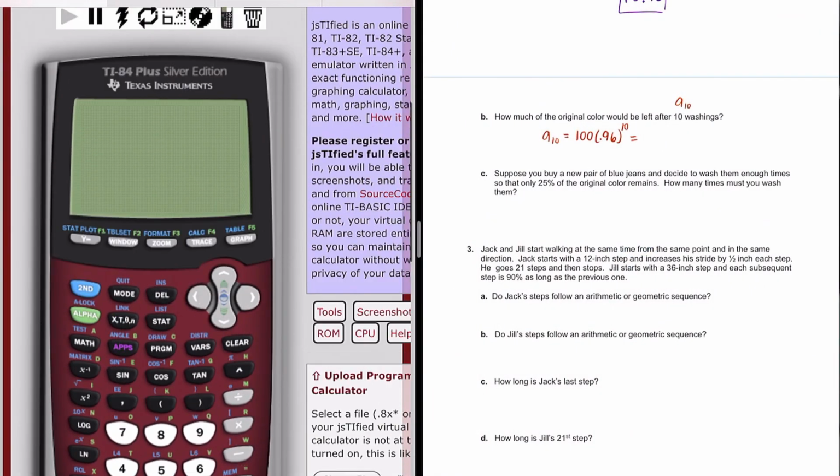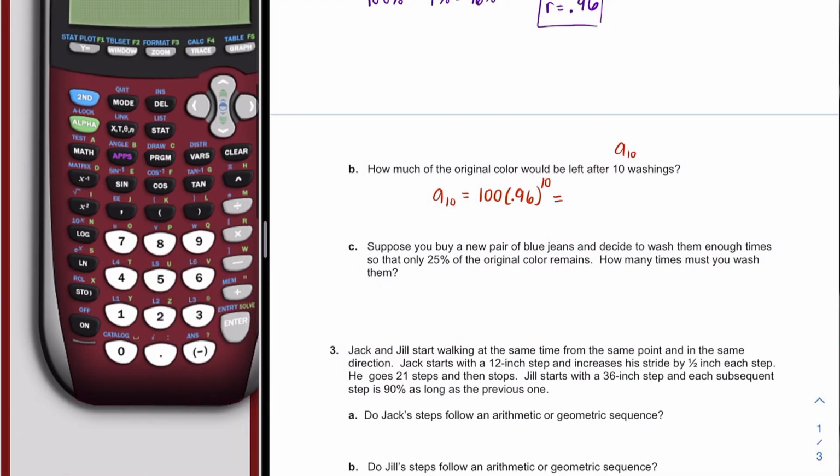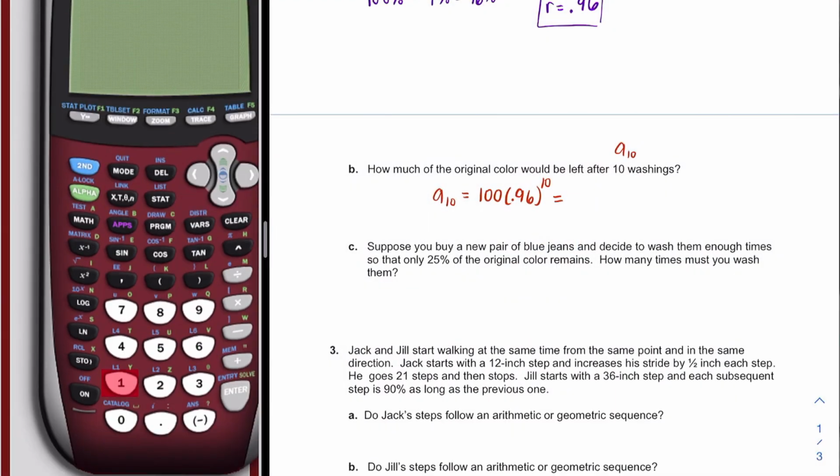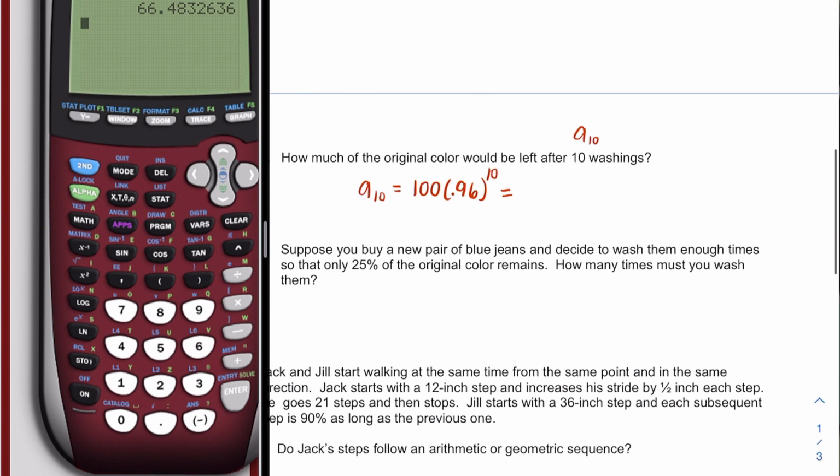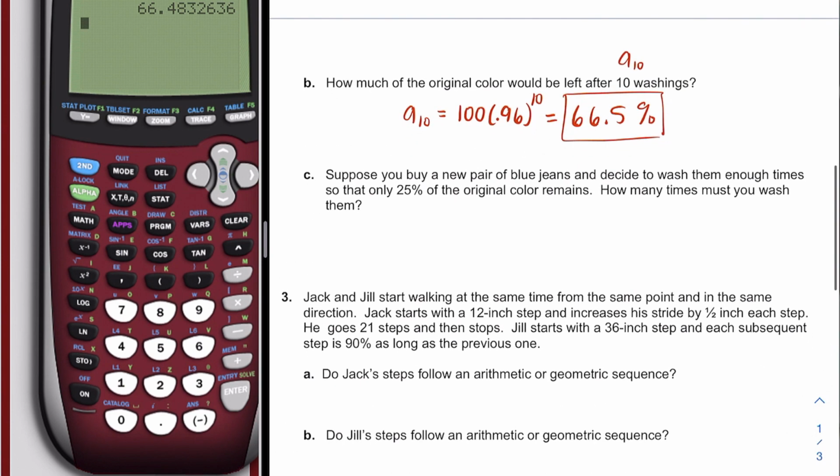So going over to the calculator, this would give us 100 times 0.96 raised to the 10th power, which is 66.5% of the original color. So that's pretty drastic. Depending on if we like that or not, that would be what they're predicting the effect to happen. So then they're switching the scenario on us around a little bit in part C.